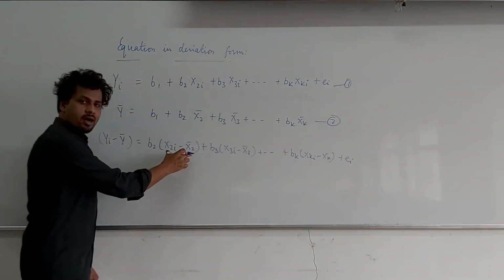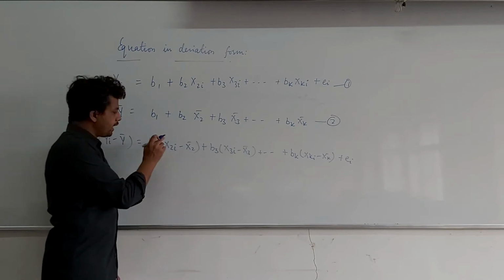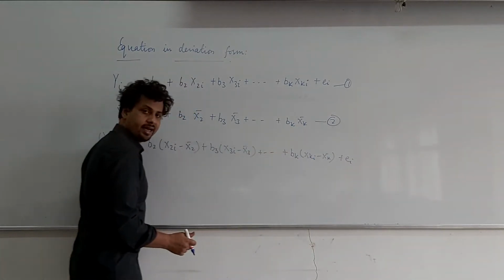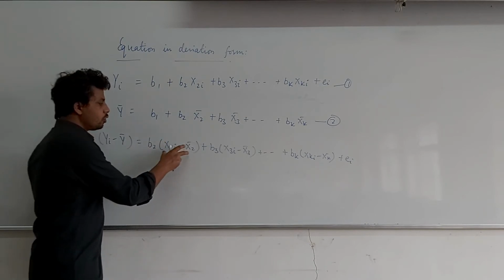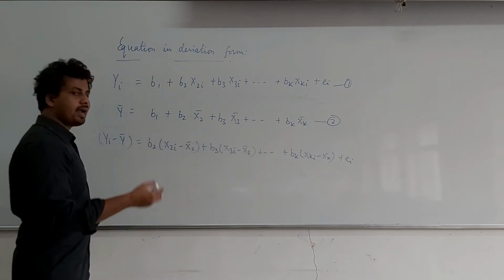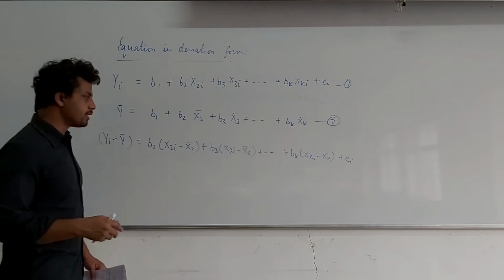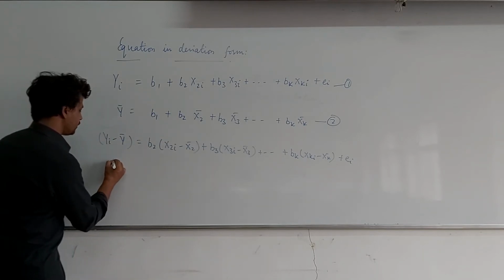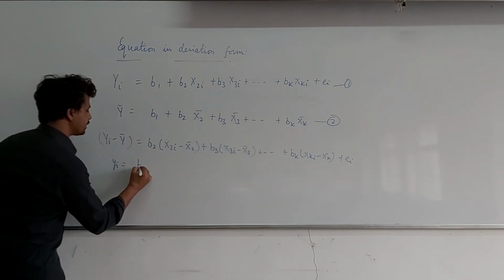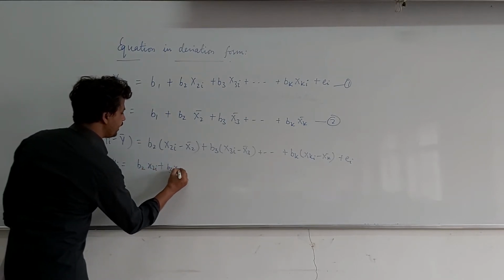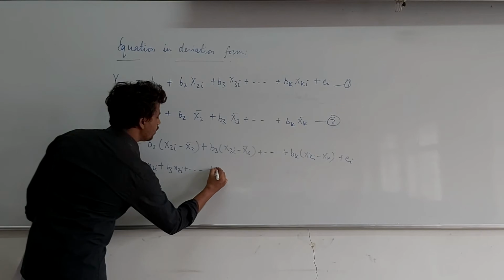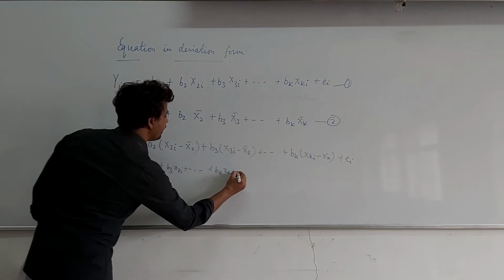So what is this? Every individual raw observation on x2, x3 up to xk is subtracted from its respective mean. In statistical notation we write deviation values in small letters. So we write small yi equals b2 small x2i plus b3 small x3i, and so on to bk small xki, plus ei.